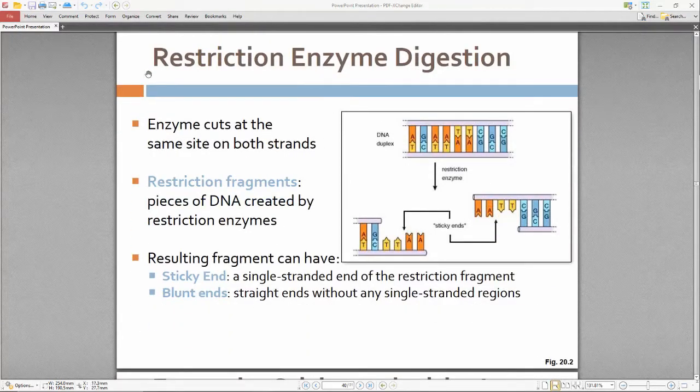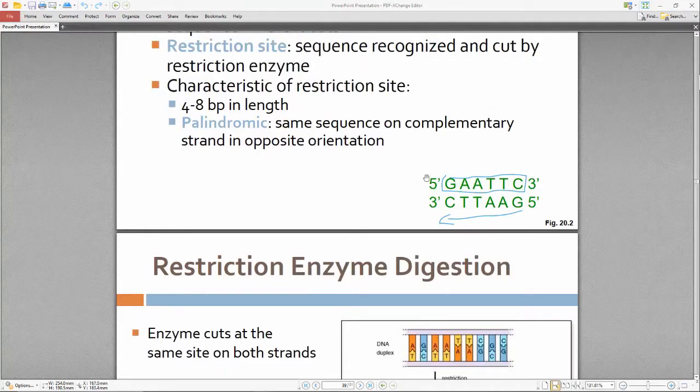So the actual cutting that a restriction enzyme does, we call the process of the cutting digestion. The enzyme cuts at the same site on both strands, and it creates something called restriction fragments. These are pieces of DNA created by restriction enzymes cutting the DNA. What it means when the enzyme cuts at the same site on both strands is that, let's go back here.